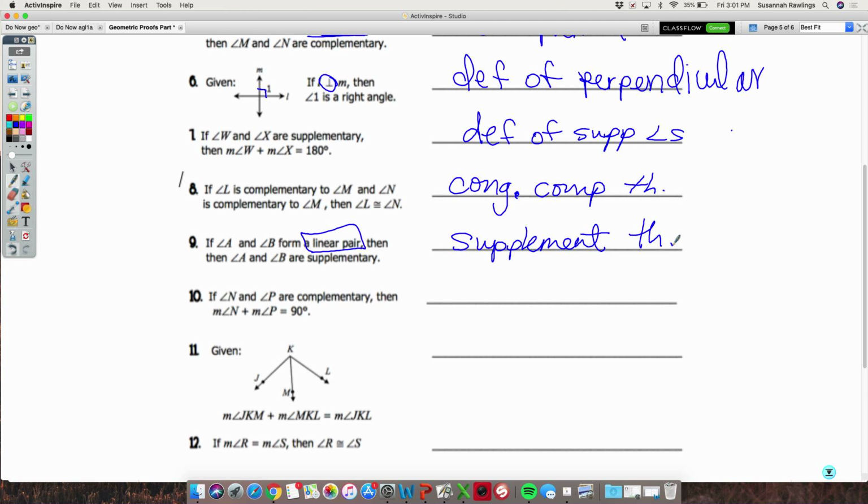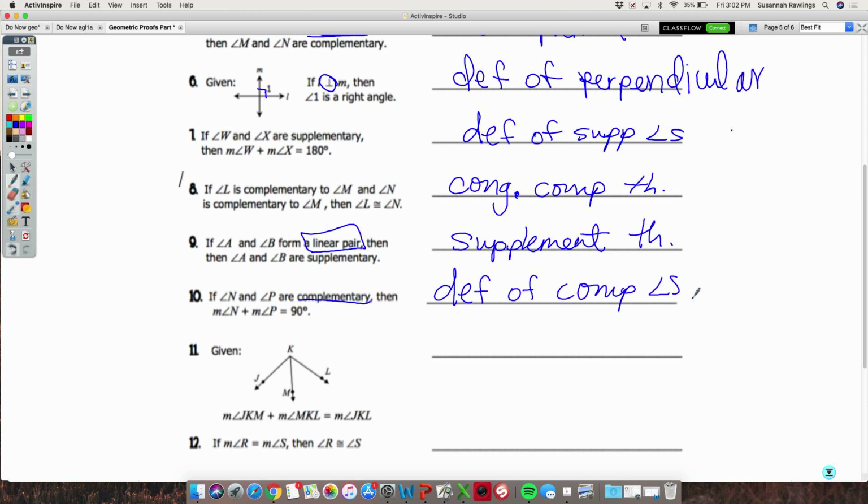Okay, number 10. If they are complementary, then they add up to 90 degrees. So you know what that would be. Close. So that's the definition of complementary. Definition of complementary. Good.